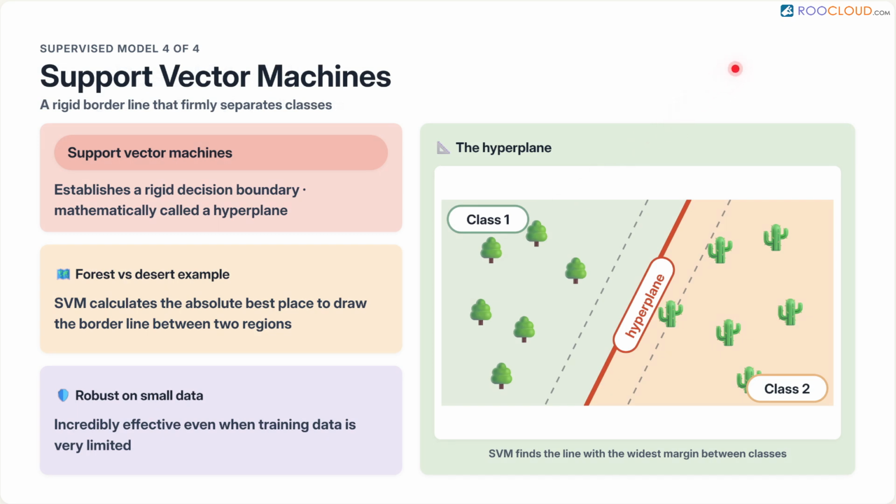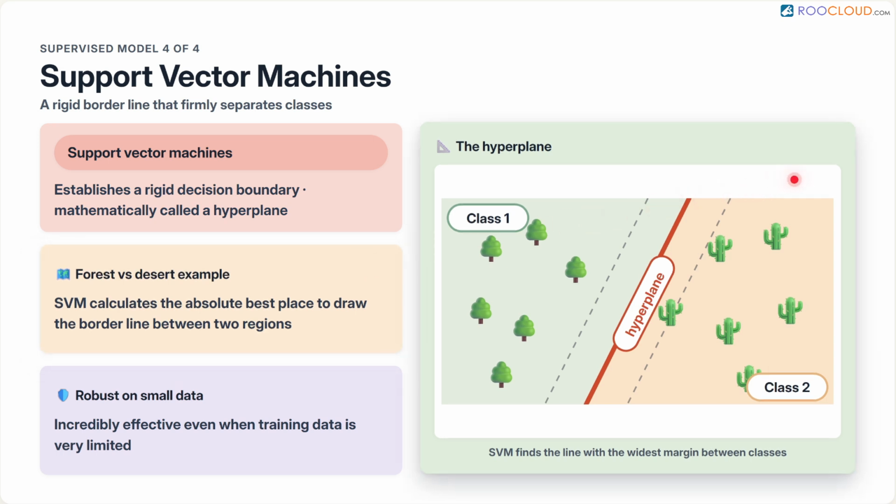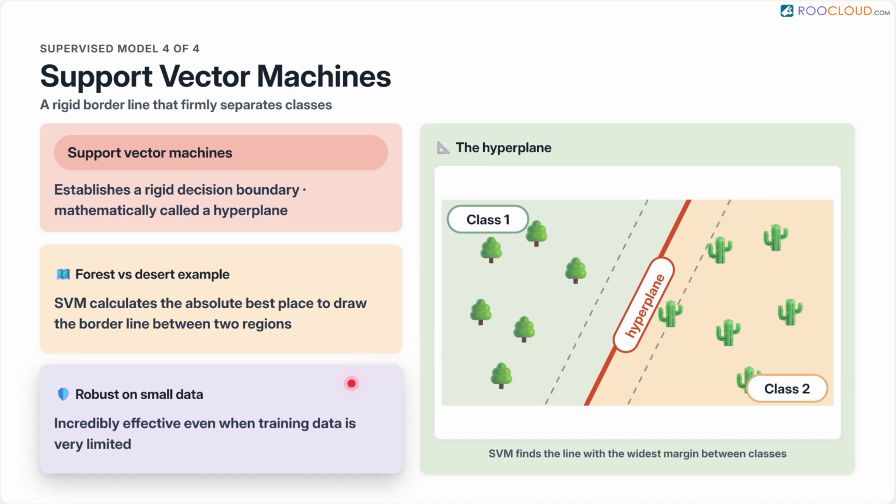Finally, we have support vector machines. These establish a rigid decision boundary, which is mathematically called a hyperplane, to firmly separate different classes of data. Imagine looking at a geographic map showing a lush forest right next to a dry desert. A support vector machine calculates the absolute best place to draw the borderline so that all the trees are distinctly on one side and all the sand is on the other. This method is incredibly robust, even when you only have very small amounts of training data.